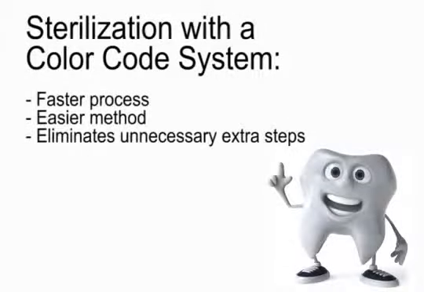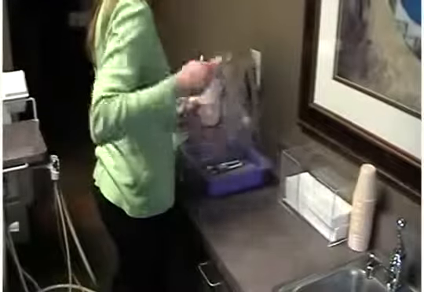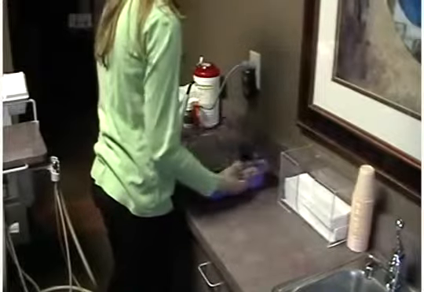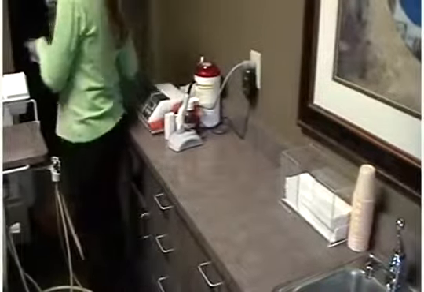The color code system makes the sterilization process faster, easier, and eliminates unnecessary extra steps. The tub was already surface disinfected and now can be placed back into your cabinetry. It is ready for use for the next time the procedure is performed.